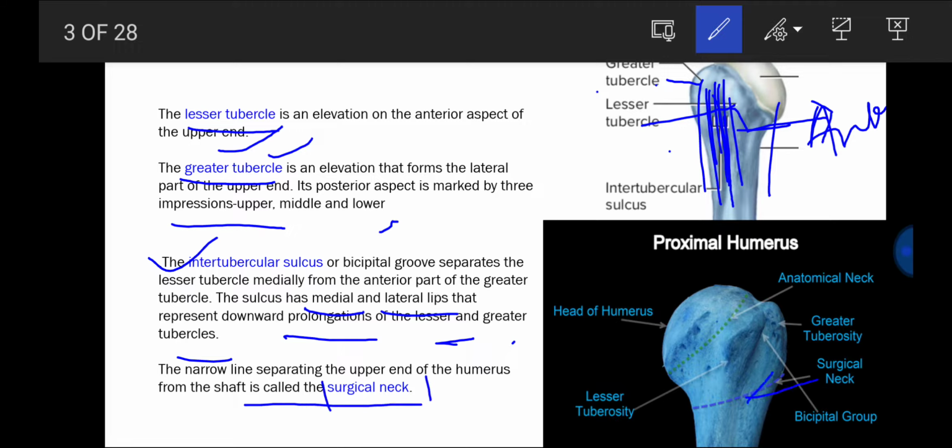The narrow line separating the upper end of the humerus from the shaft is called the surgical neck. Never confuse it with the anatomical neck. The anatomical neck separates the head from the other part of the humerus, like the greater and lesser tuberosity. And the surgical neck separates the upper end from the shaft of the humerus.